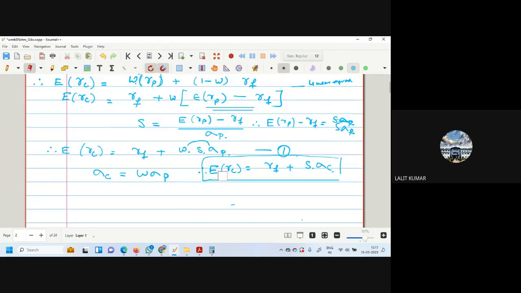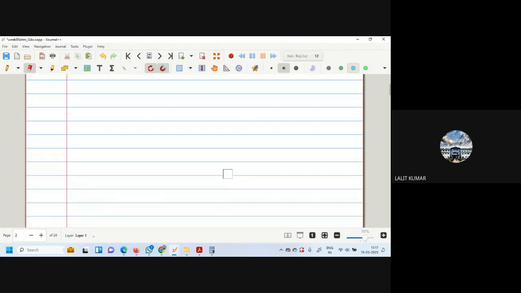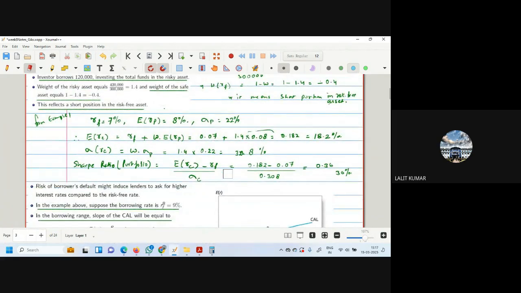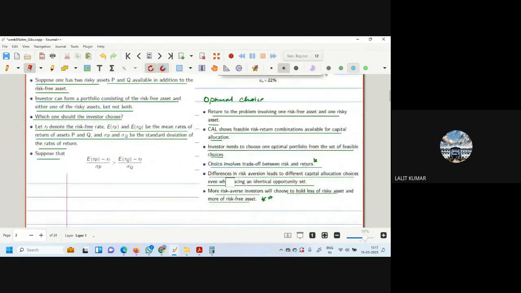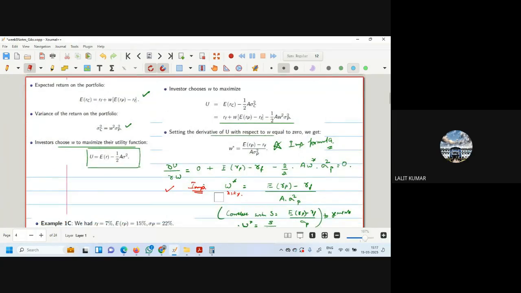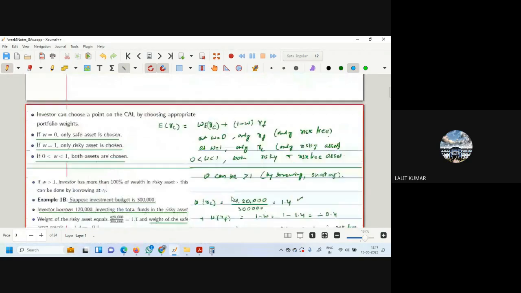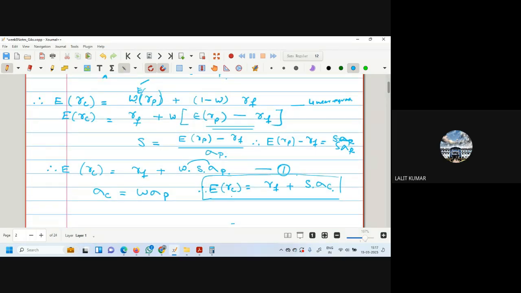The W star formula will come through derivation. Why I'm doing this is because, if you forget the formulas also, we should be able to do this. So I will come to the W star through derivation. W, you can calculate from here directly. If anything is given, you can find the W from here.